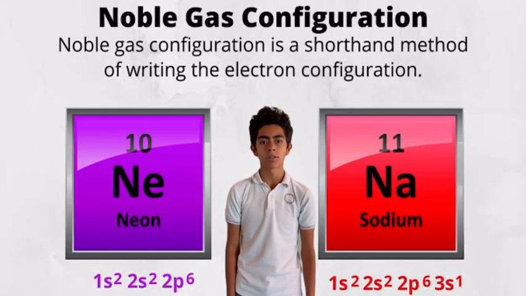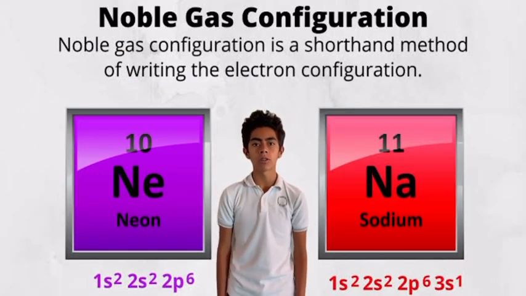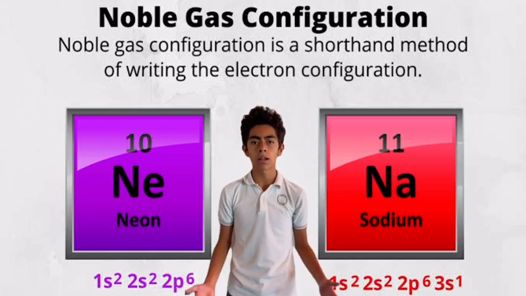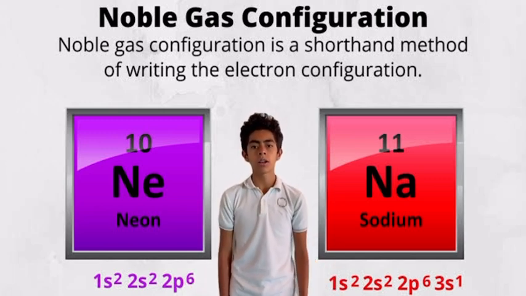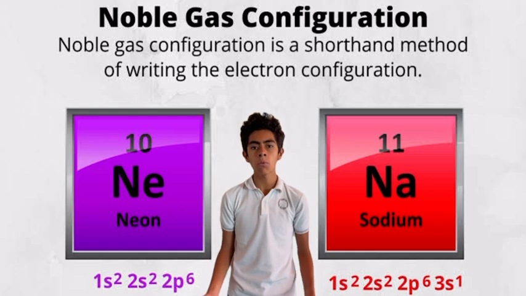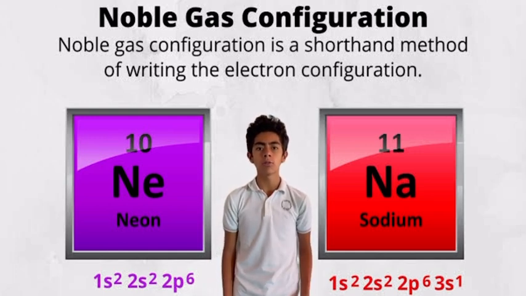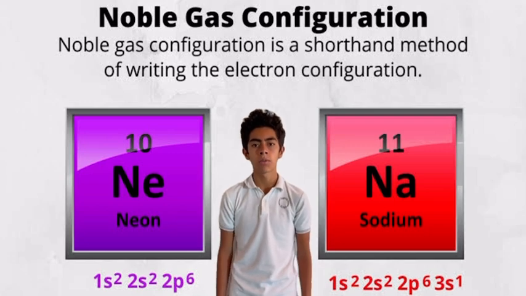Noble gas configuration. Writing full configurations for big elements gets tiring. That's why we use noble gas shorthand. We start with a noble gas from the row above and build from there. This method saves time and shows only the valence electrons.